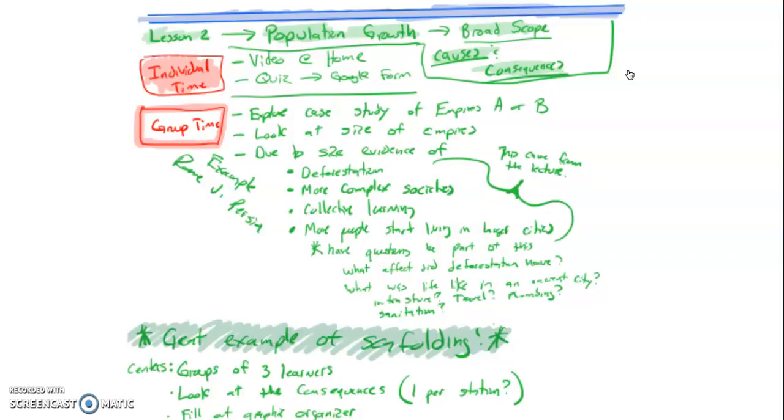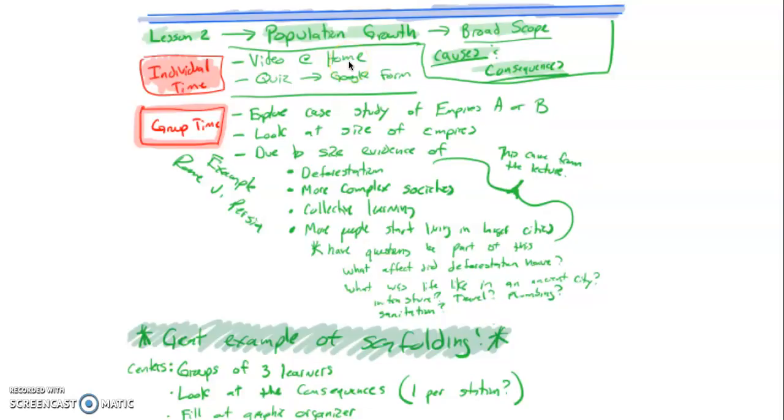As I had mentioned before, this will be lesson two of this particular unit, and we're looking at that broad theme of population growth in the age of empires, and specifically, what are the causes of this population growth, and then what are the consequences. As we had talked about before, in the individual time there will be a lecture over these components, and students would watch that in their individual time.